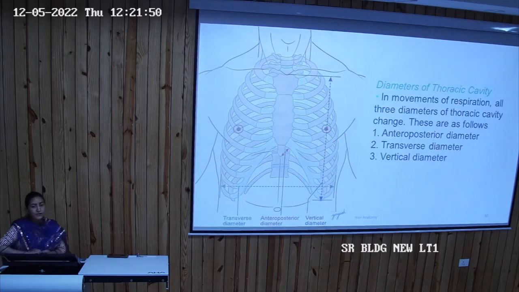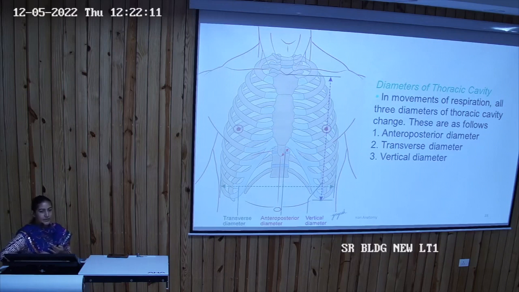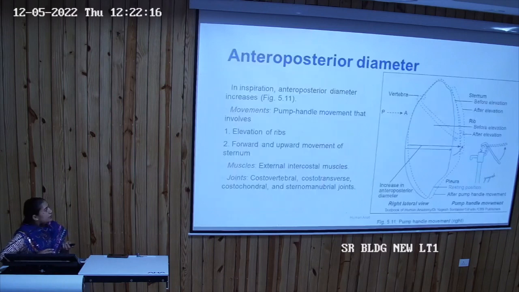Now coming to the diameters of the thoracic cavity. In the transverse section, we have seen the adult transverse section was kidney shaped. So you have the antero-posterior diameter and the transverse diameter, and in this thoracic cage you have one more diameter, that is the vertical diameter. When there is inspiration, all three diameters increase. How are these diameters going to increase? There are different movements. The first movement is the pump handle movement, which is related to the antero-posterior diameter.